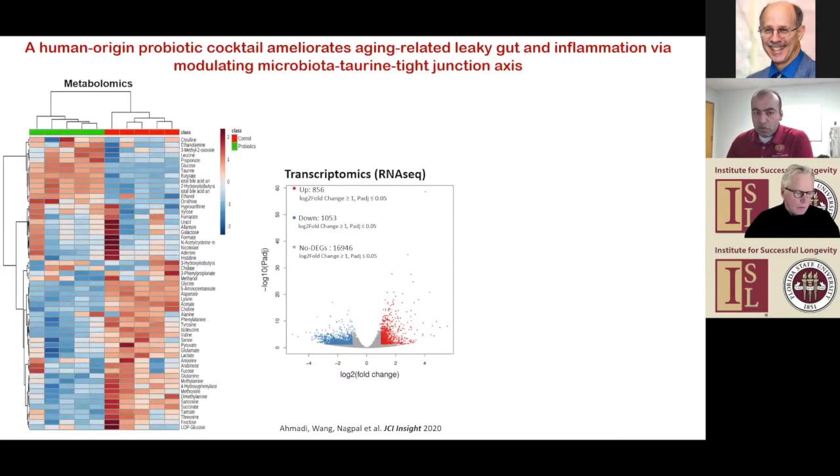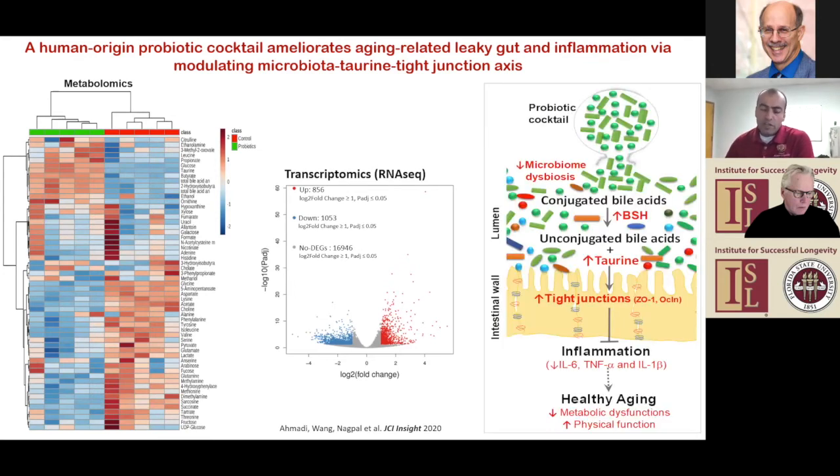And we did a bunch more studies where we did metabolomics and RNA-seq and combined this data with all the microbiome data also. And eventually we came to the conclusion that this probiotic cocktail was somehow reducing the microbiome dysbiosis by improving the bile salt hydrolase activity of the biome. We found that there were increased levels of conjugated bile acids in the gut of these mice. And there was one particular metabolite, taurine, which was significantly high following the intake of this probiotic cocktail.